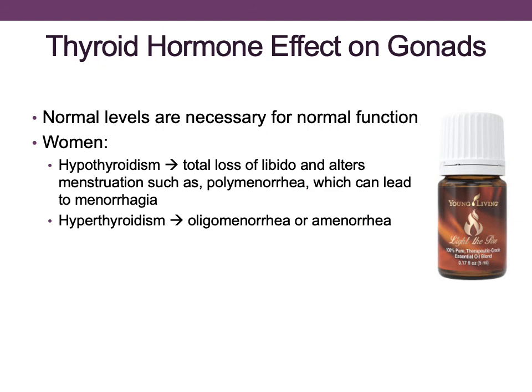Thyroid hormone effects on gonads in the woman. Normal levels are necessary for normal function. However, women with hypothyroidism can also have a total loss of libido, but it affects their menstrual cycle. It will alter it, such as causing polymenorrhea, and it can lead to menorrhagia. In the case of hyperthyroidism, it can cause oligomenorrhea and amenorrhea and affect the woman's ability to conceive.